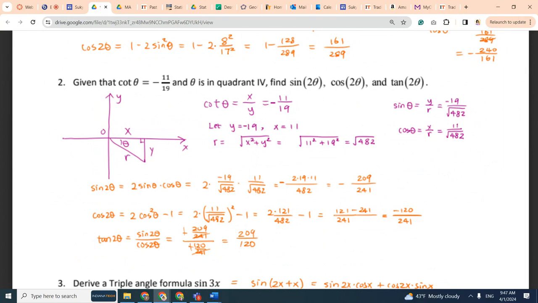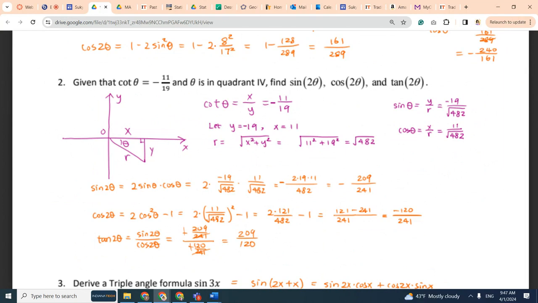And then cosine theta is x over r. Since you know sine theta and cosine theta, you can plug into the formula. Sine 2 theta is 2 sine theta cosine theta. So 2 times this number and this number. Do you see the square root in the denominator cancels? Because it's squared, the square root and square cancel. So you only get 482. And when you simplify it, the common factor is 2, so you can simplify the 2.